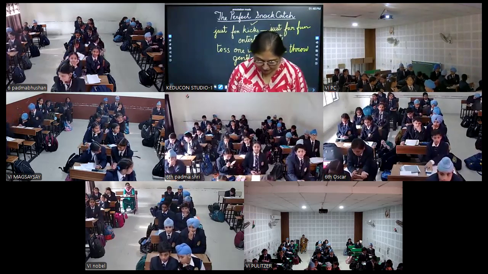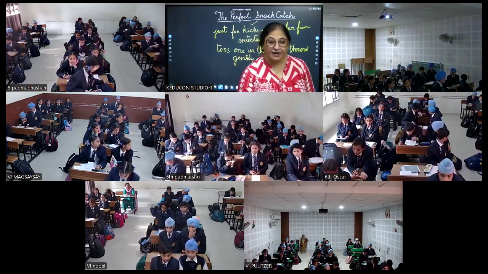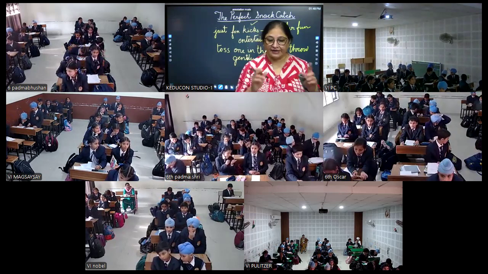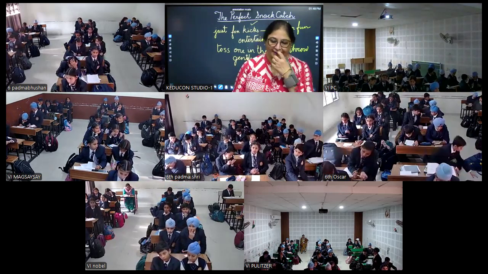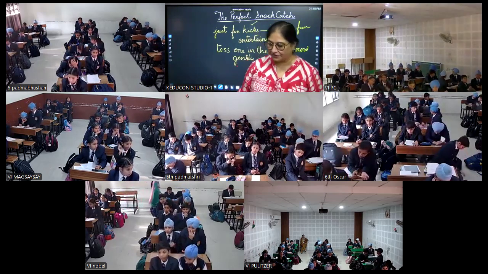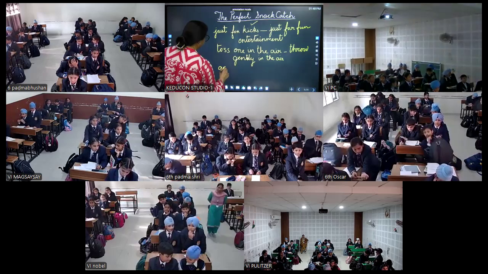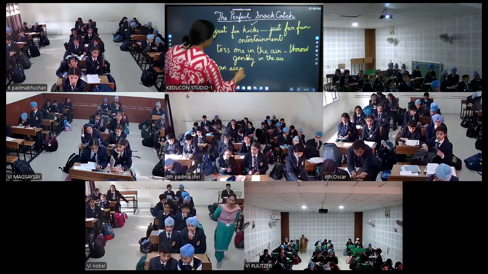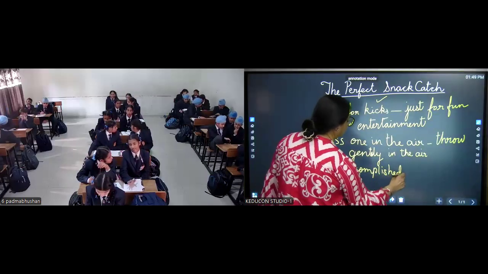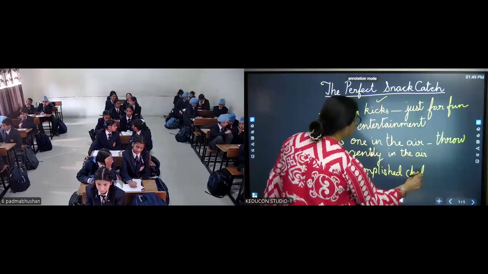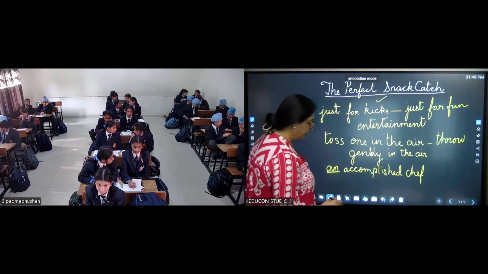Okay, continue reading. Now see, the next one is an accomplished chef. An and accomplished have just been combined together. So an is separated from accomplished. This is basically not together. This is chef. Okay, so this is how it should be. An is separate from accomplished.